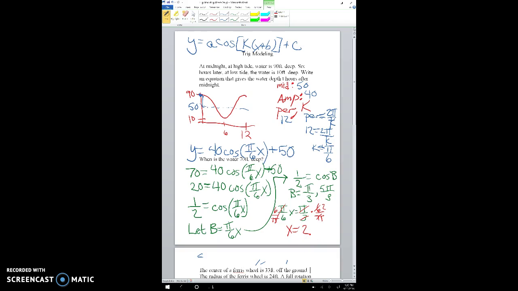If you do the same thing and you set pi over 6x equal to 5 pi over 3 for the other solution, you are going to get 10. You can work that out on a sheet of paper if you don't believe me. So graphically what that's saying is that if we look at the graph that we drew up here, 70 is right around here. So when the water level first hits 70 feet deep, that happens at hour 2. And when it hits 70 feet again, as it's rising, that's after hour 10. So that's graphically what we're doing when we solve this.